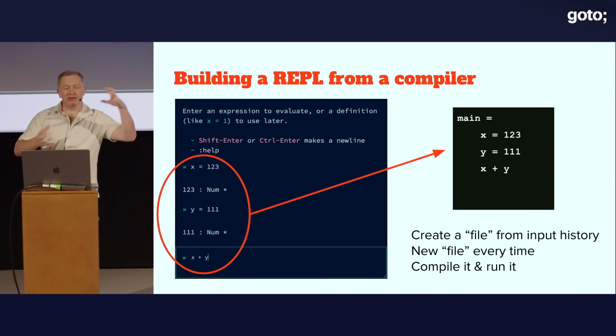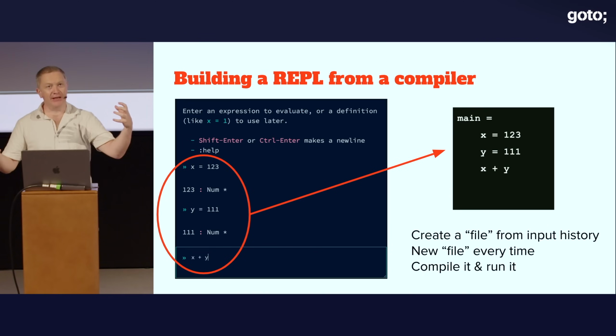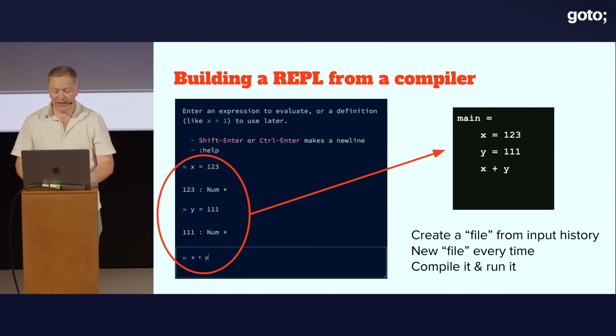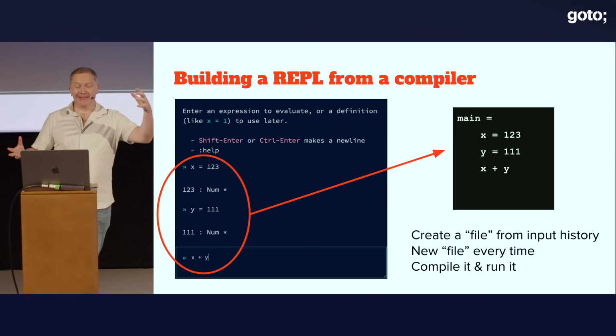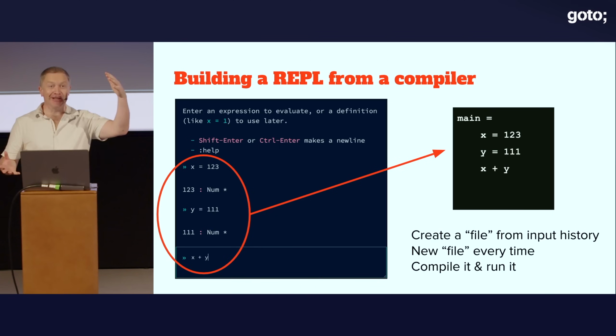So we're basically grabbing some strings, sticking them together, and pretending it's a file, because the compiler knows how to take a file and make some code out of it. So we just do that every time you type in a new line. We make a brand new file that is one line longer than the last time, and compile it and run it.